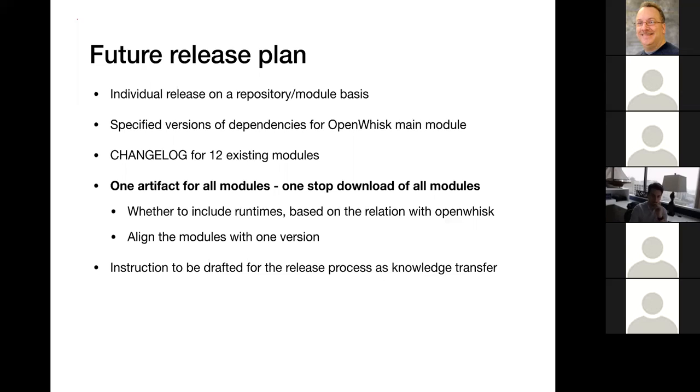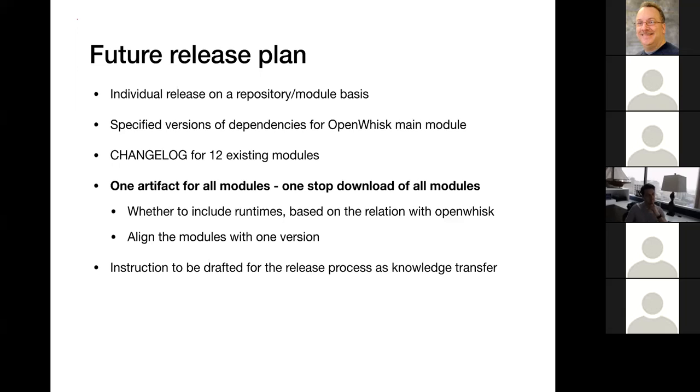And also runtimes, as you know, are released on a different version number from the OpenWhisk main module. So how shall we cooperate with that? To me, I don't think it makes any sense to package all the things, which contains like 0.9 of the main module, but 1.12 of the runtime. I don't think that really makes sense.